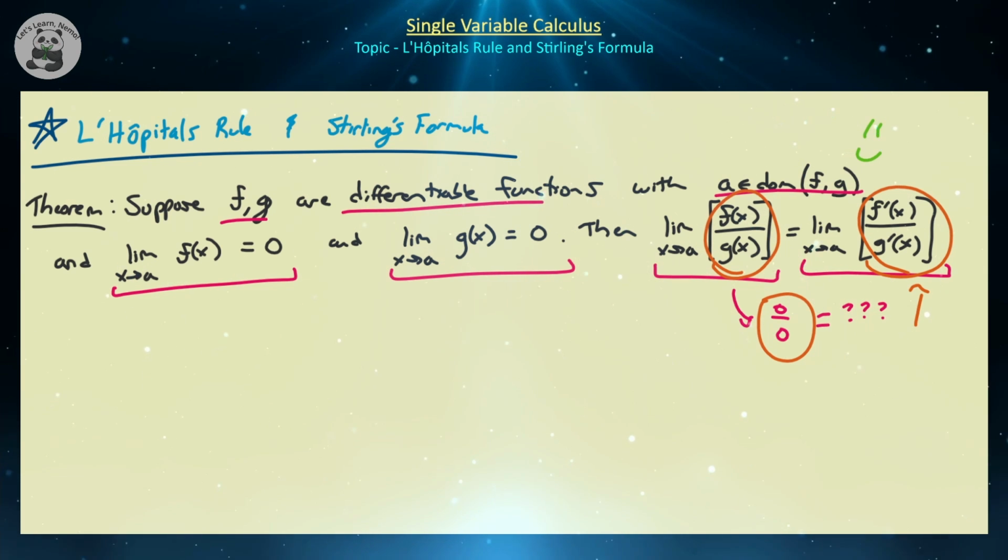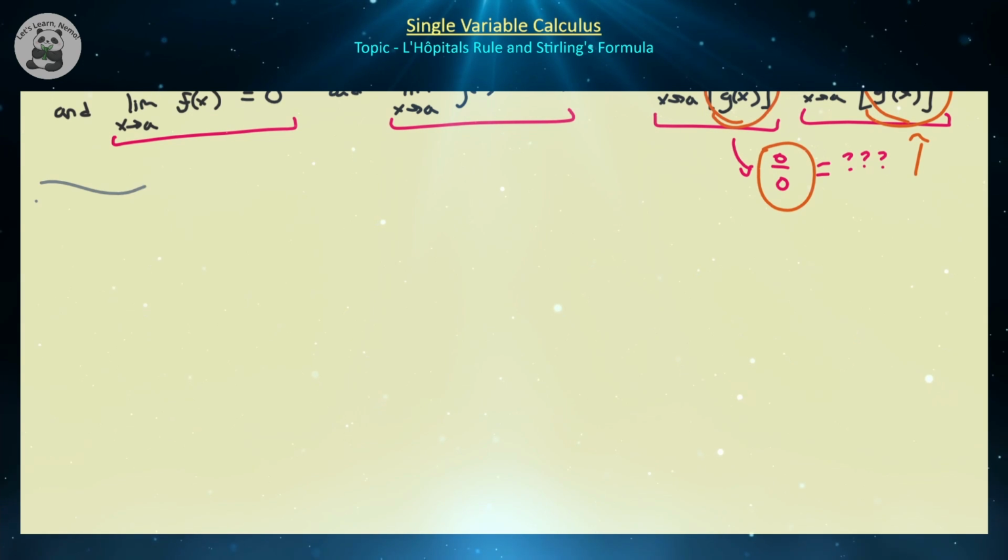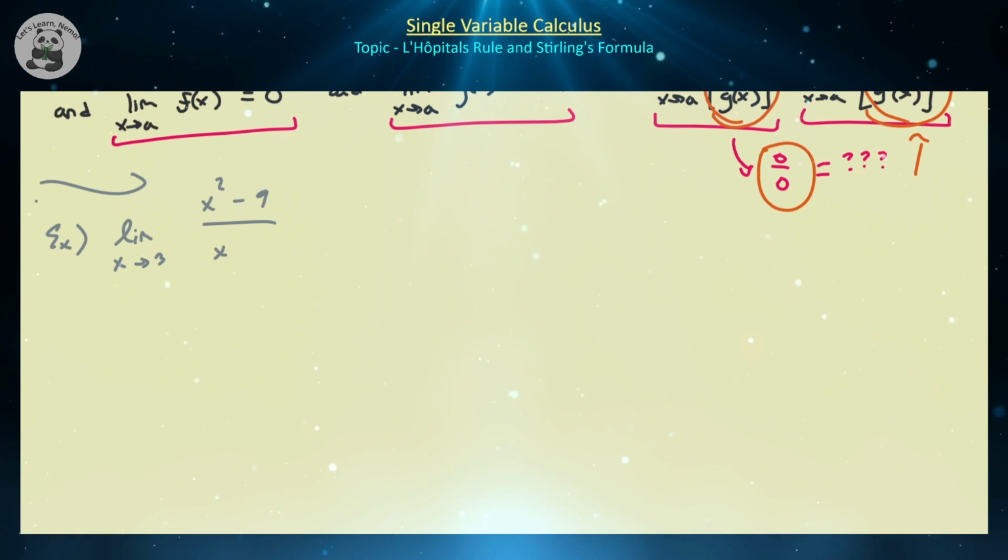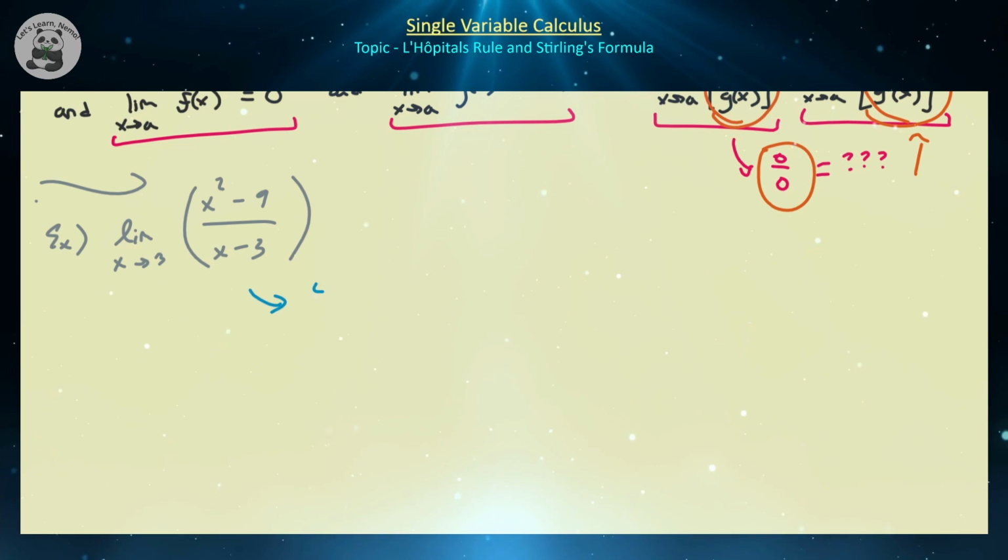Let's illustrate L'Hopital's rule with a very basic example to sort of get this ball rolling. So let's assume that we have the limit as x approaches 3 of (x squared minus 9) divided by (x minus 3). If we try to substitute 3 for the top and bottom, you should see that 3 squared minus 9 is equal to 0, and 3 minus 3 is equal to 0, and we get this 0 over 0 expression. Therefore, L'Hopital's rule can be applied.